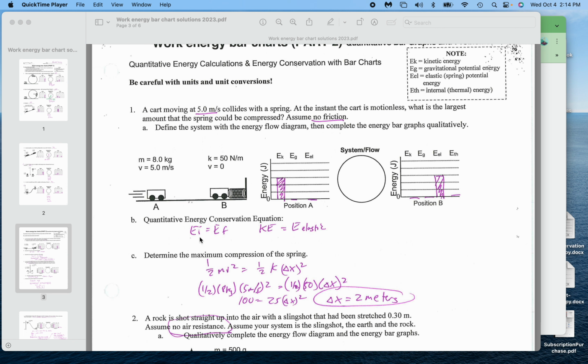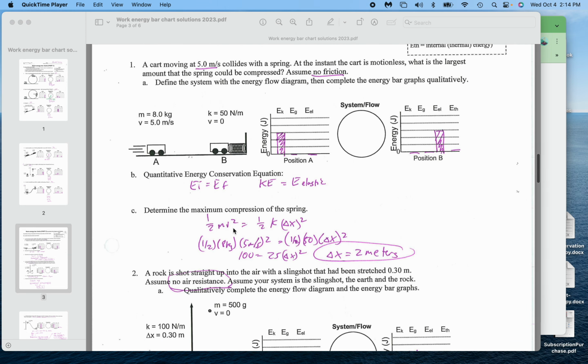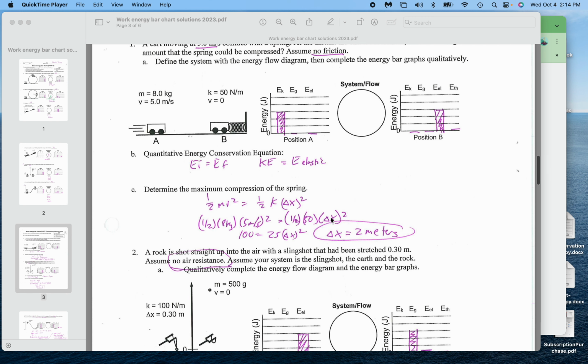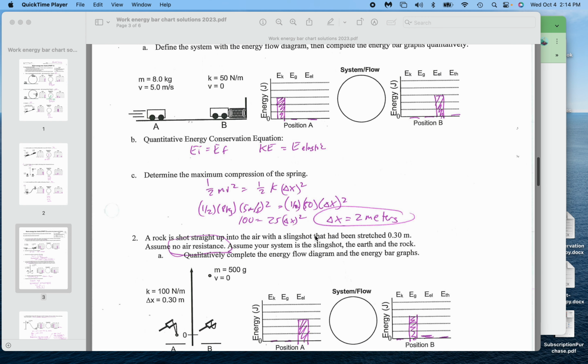The idea here is I start off with an initial type of energy and end up with a final type of energy. KE is equal to elastic energy at the end. To figure out the compression of the spring, my kinetic energy is 1/2 mv squared, and my elastic potential energy is 1/2 k delta x squared. I've got every number except delta x, and that comes up to 2 meters. So E initial equals E final.